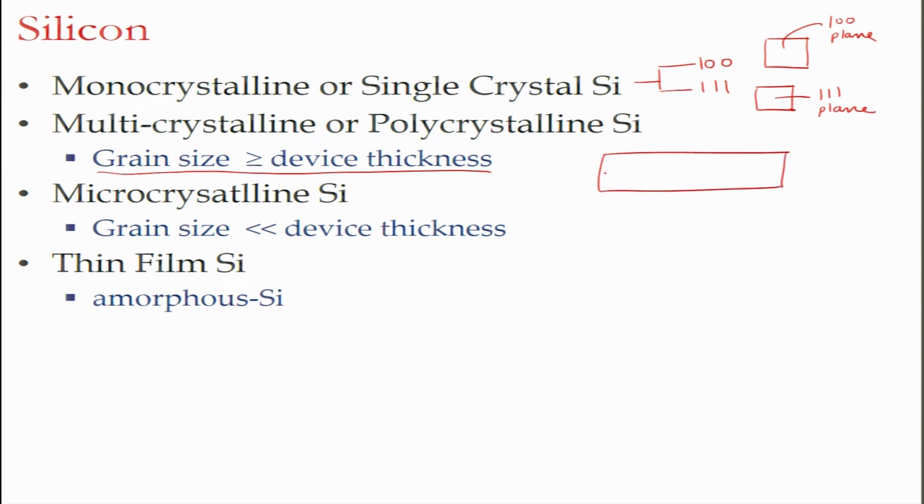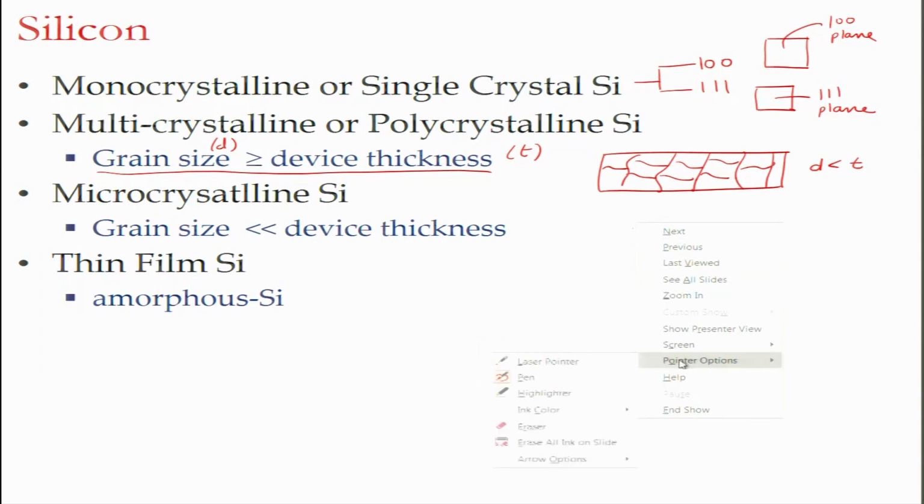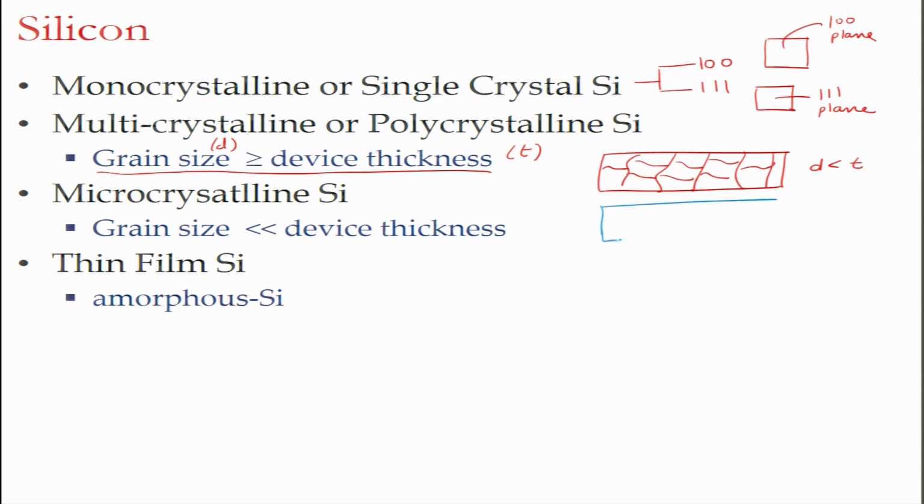See, if the grain size is smaller than the device thickness, you will have this kind of configuration. These are the grains. Let us say grain size is D and thickness is T, this is D less than T. But if you have the other scenario in which D is more than T, then this is your grain size, something like that. So, this is device thickness, this is grain size D. So, D is greater than T.